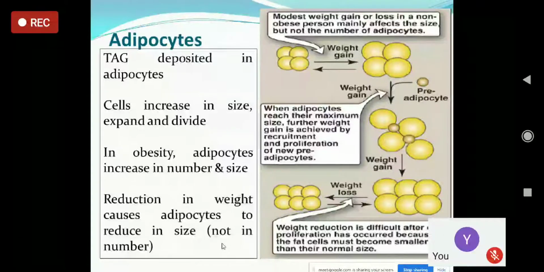Once you gain weight, once the number of adipocytes in your body increases, you do not go back to the original.